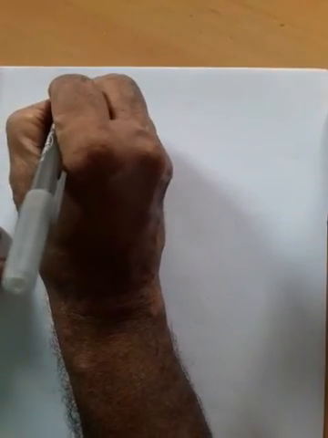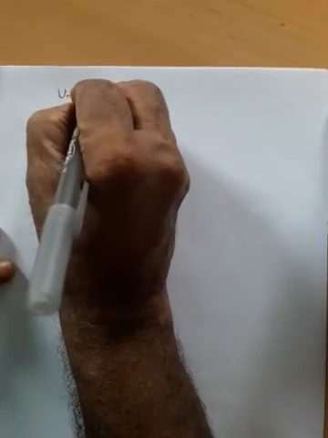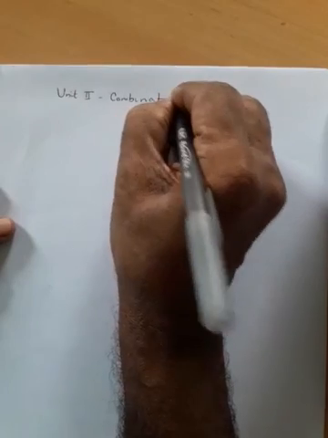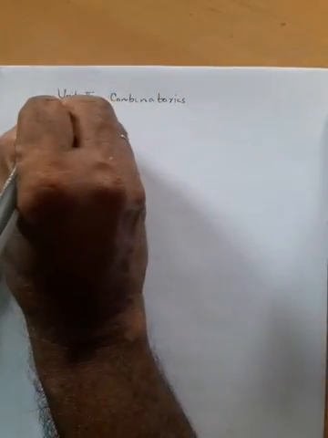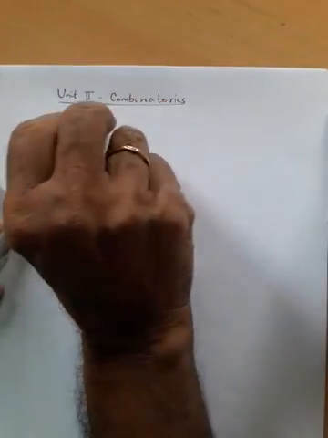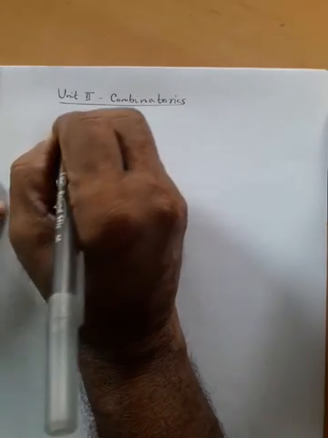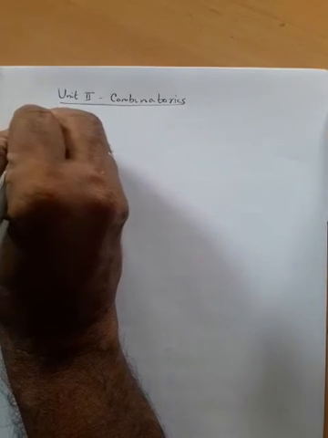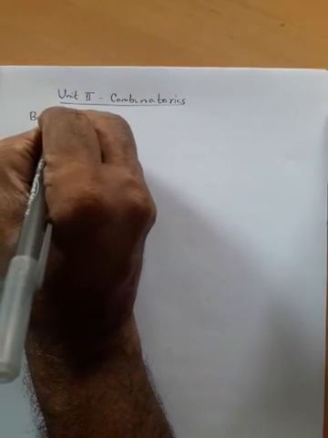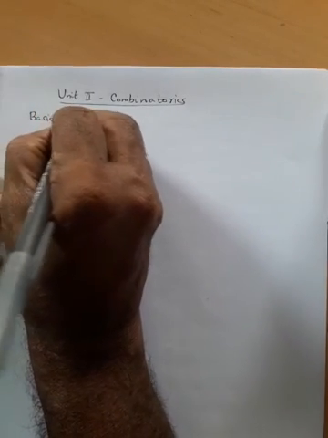Unit 2: Combinatorics. So this is Unit 2, mostly based on counting principles. First we start with basic counting principles.